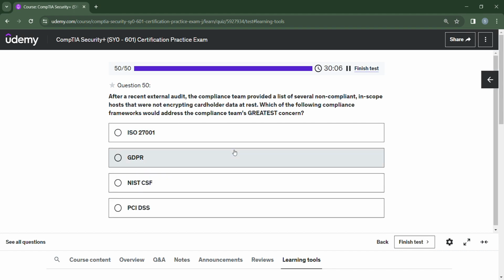Recent external audit, the compliance team provided a list of several non-compliant in-scope hosts that were not encrypting credit card holder data at rest. Which of the following compliance frameworks would address the compliance team's greatest concerns? That would be PCI. Finish test.